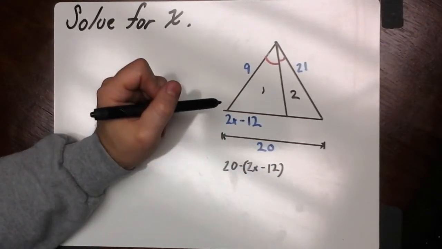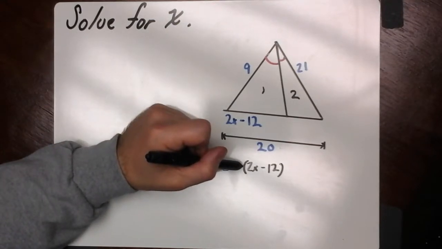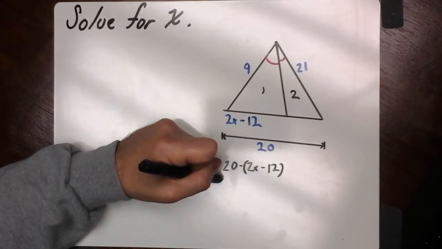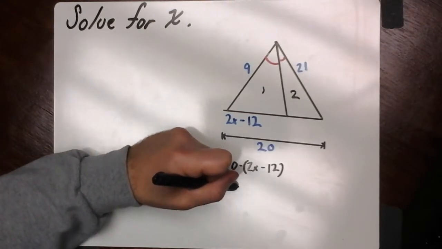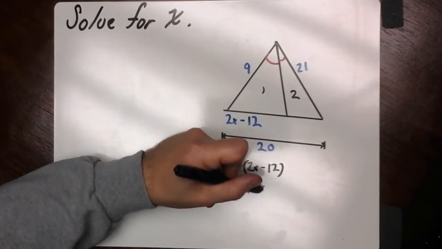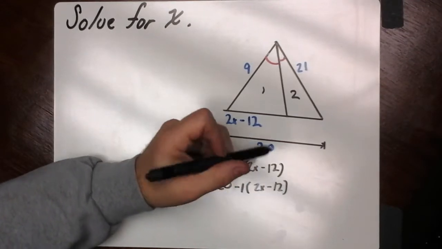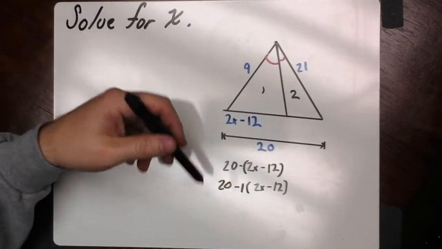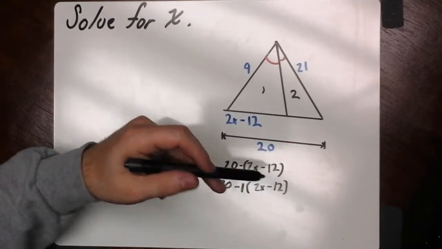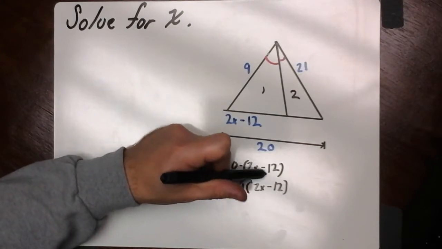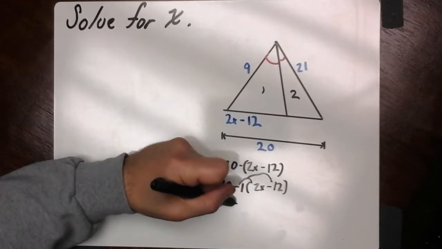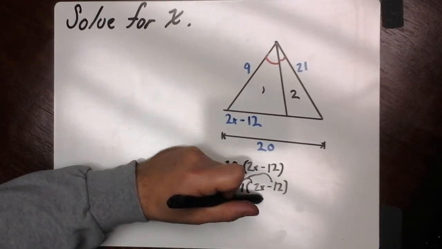Now, what I have to do is distribute this negative. So what I want you guys to see is, and you don't have to rewrite this each time, but if it helps you, you should, I'm basically distributing a -1 to everything. I have to do that because just like when we cross multiplied, I have to make sure that negative gets to everything. So I'm going to distribute this to both of those terms. So now I'm going to get 20 minus 2x plus 12.